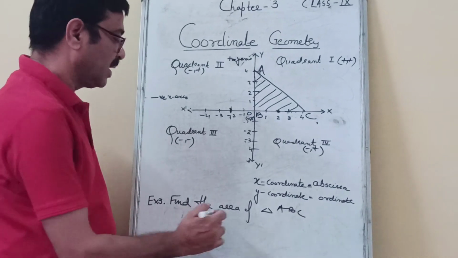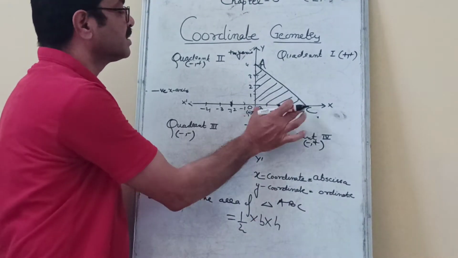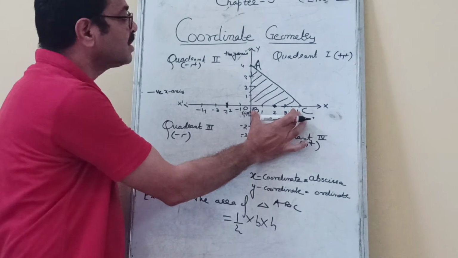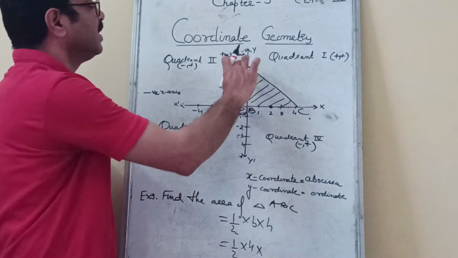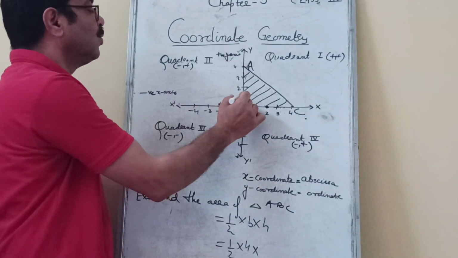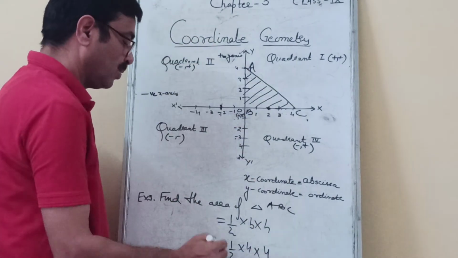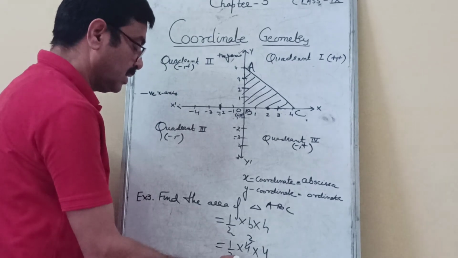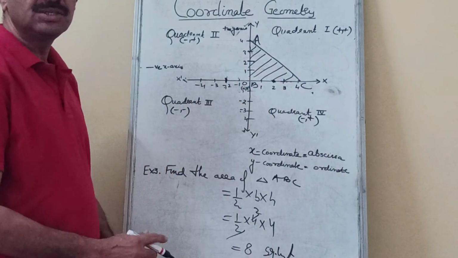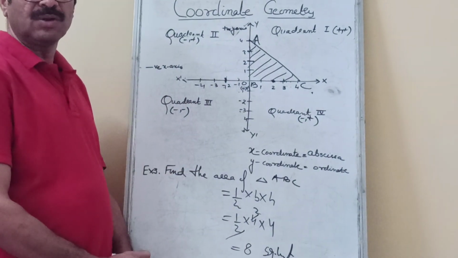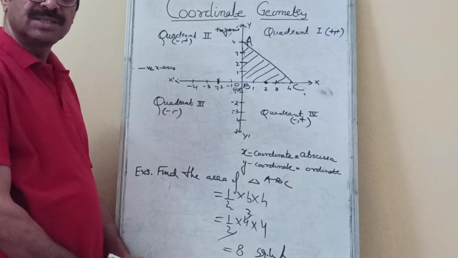Now to find the area of a triangle, we know that the area of a triangle is half base into height. Correct? Here the base, if I find, is 4 units, so it is half, base is 4, and I have to find the height. This is the height, and the height is 1 unit, 2 unit, 3 unit, 4 unit. So half into 4 into 4. 2 2s are 4, 2 4s are 8. So 8 square units is the area of the triangle. In this way we can find the area of any closed figure, any polygon, formed by these axes and a line segment.